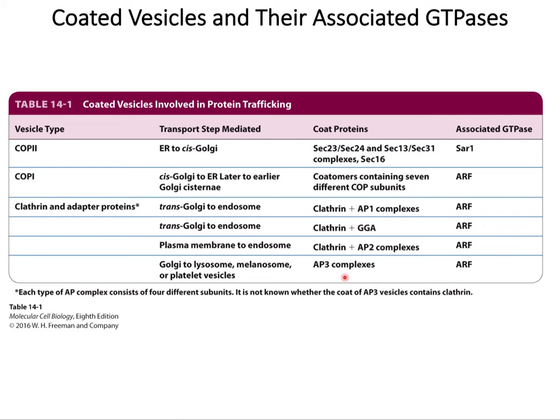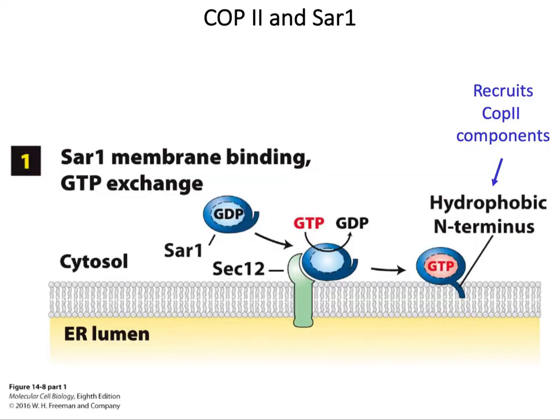I should have mentioned that the functions of COP1 and COP2 are very similar to clathrin. As they assemble, they convey the mechanical force needed to bend the membrane to form the vesicle. So here is SAR1, which is involved in the formation of COP2 coats.